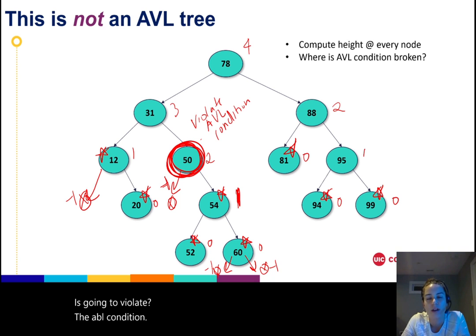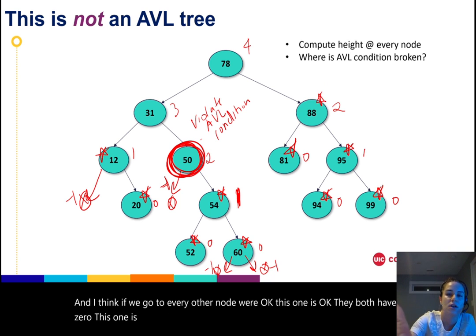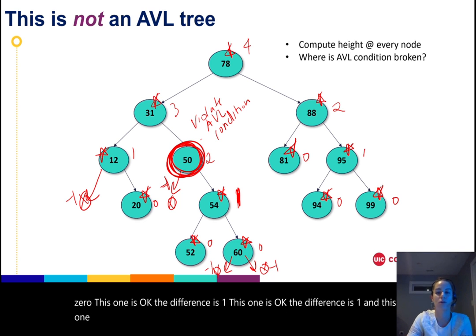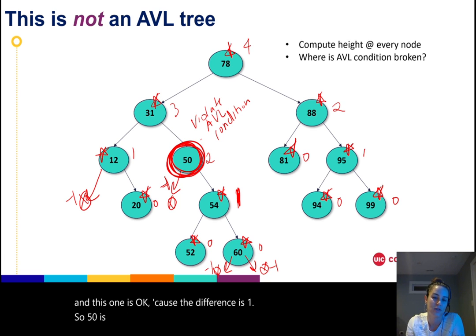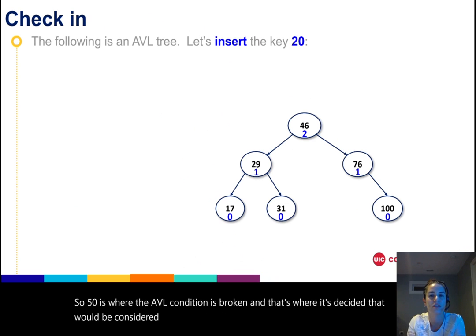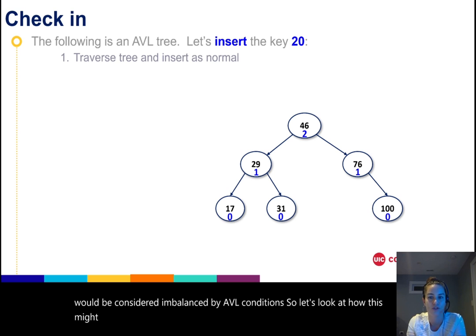And I think if we go to every other node, we're okay. This one is okay. They both have 0. This one is okay. The difference is 1. This one is okay. The difference is 1. And this one is okay because the difference is 1. So 50 is where the AVL condition is broken, and that's where it's decided that that would be considered imbalanced by AVL conditions. So let's look at how this might affect a tree.